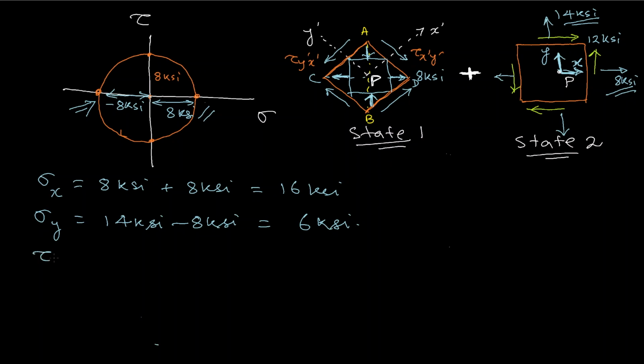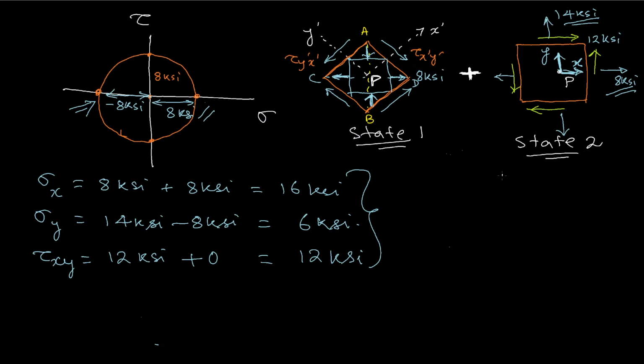And coming to say tau xy, here the taus are 0 from state 1, so from state 2 they are 12 ksi plus 0, so that becomes 12 ksi. So with these data I can actually draw the Mohr circle for this state of stress, which is in a way the superimposition of both the things.